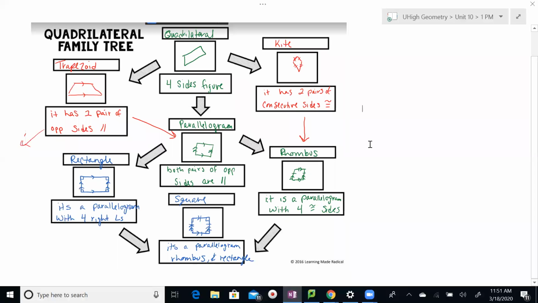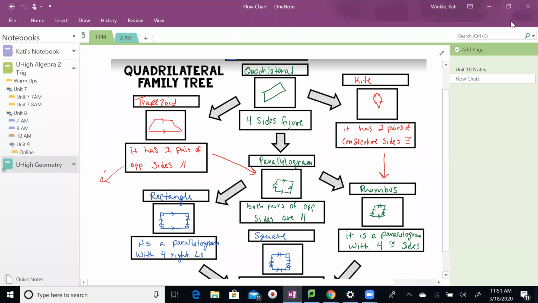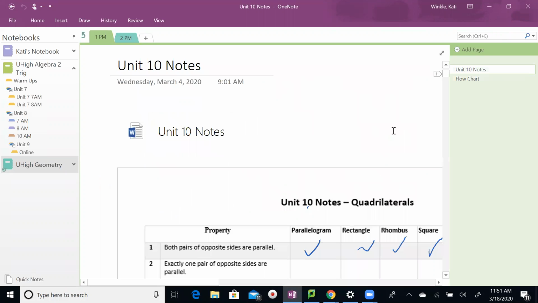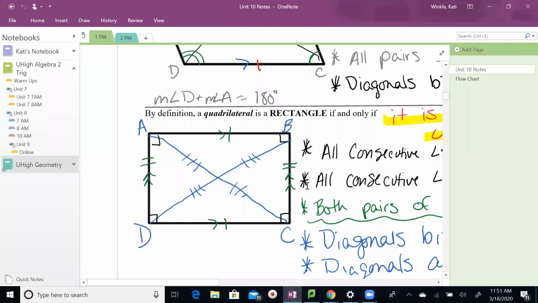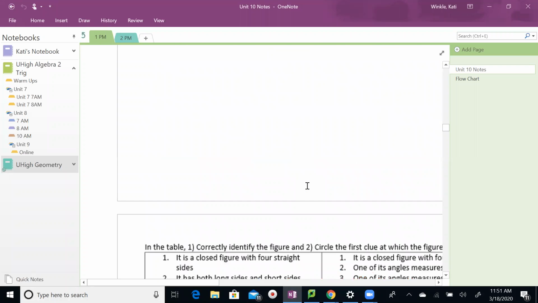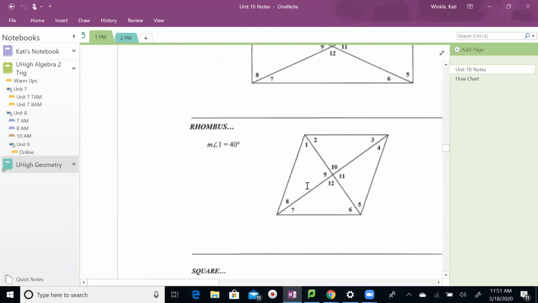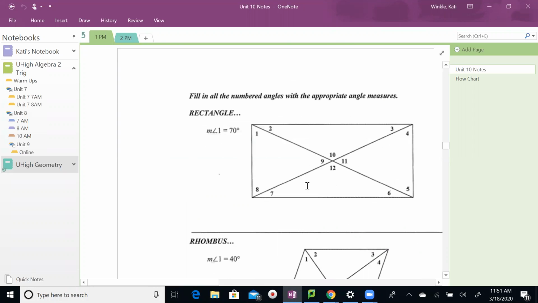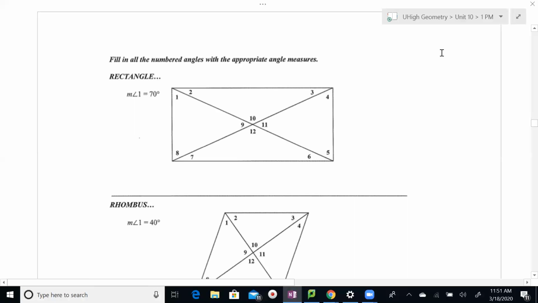All right, guys. So we are going to keep going in our notes. All right, so let's go ahead and go down here, where it says fill in all the numbered angles with appropriate angle measures.